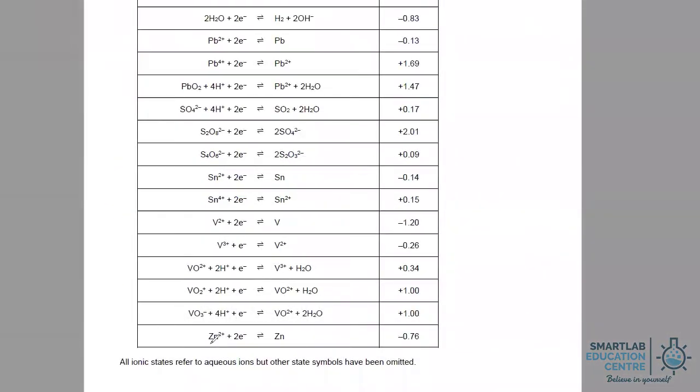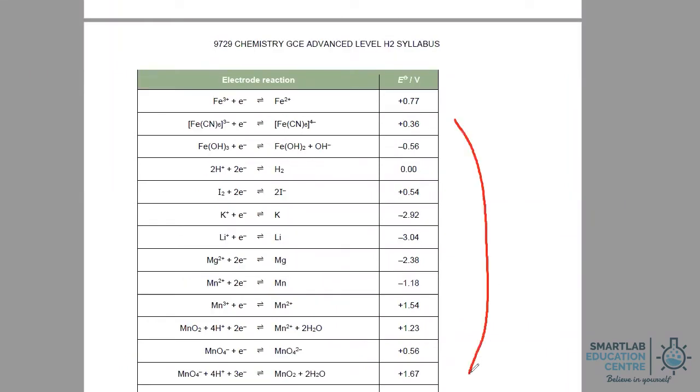Let's take a look at an example of how we can derive the standard electrode potential value. As previously explained, all these standard electrode potential values take reference from the standard hydrogen electrode, which is defined by this half equation. And that is the reason why the standard electrode potential value is pegged at 0.